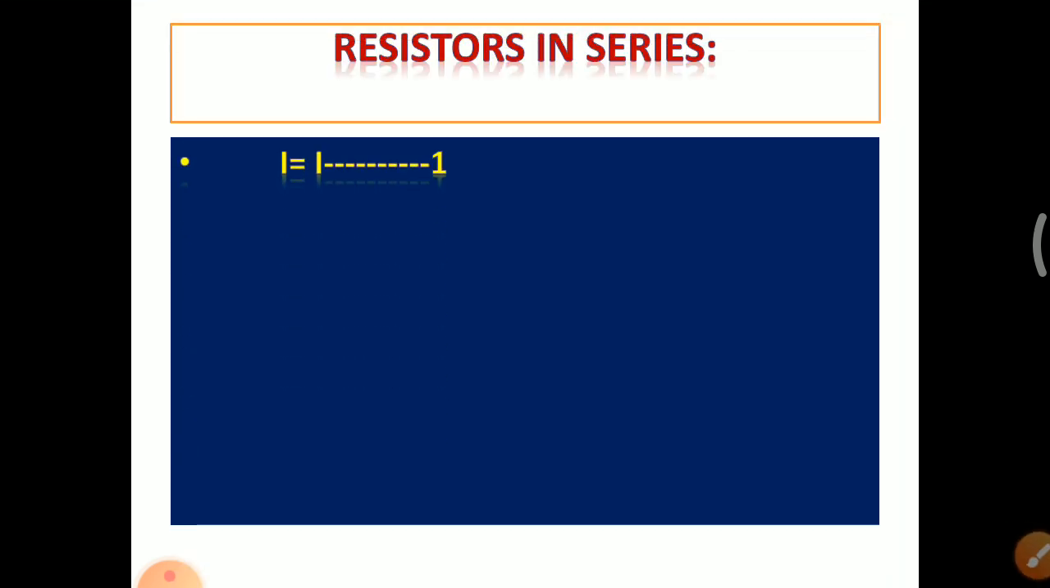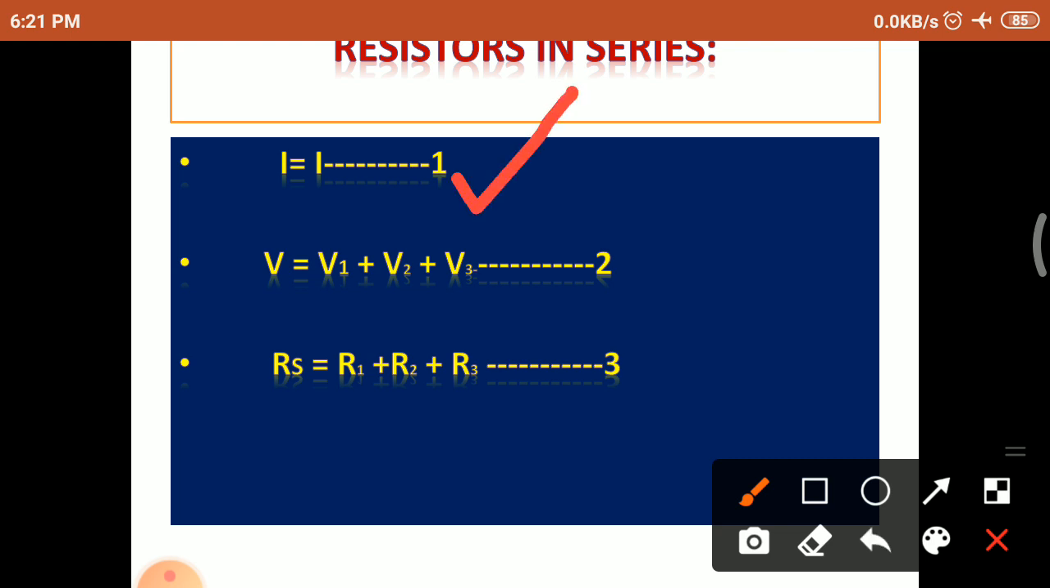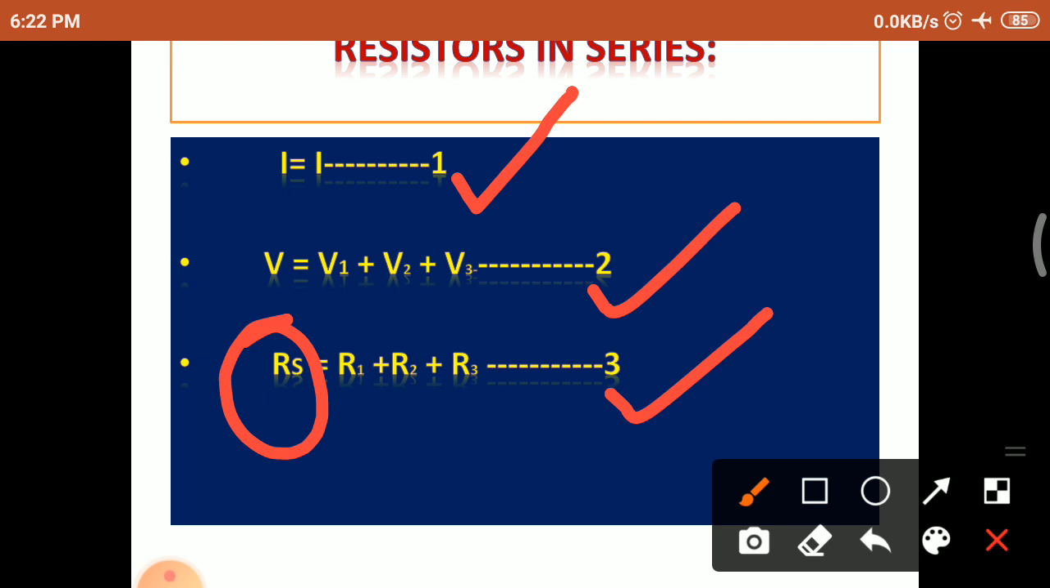For resistors in series, we have learnt three important equations. The first is I equal to I, that means in series combination the current is the same. The second equation is V equal to V1 plus V2 plus V3. The third equation is Rs, the equivalent resistance, equal to R1 plus R2 plus R3. So these are the main three equations we learned from resistors in series.